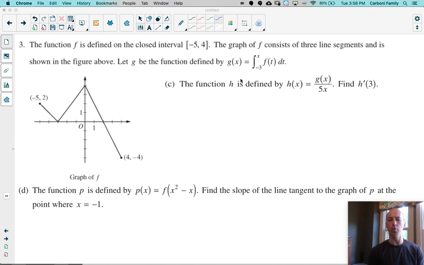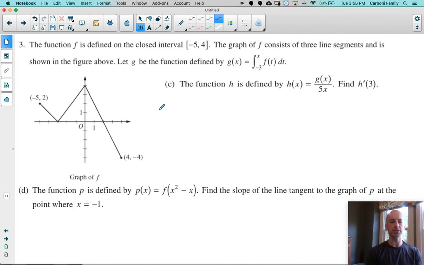All right, so we are given a function h, and they ask for h prime of 3. Because this is non-calculator, we must write down what h prime of x is first. And even if this was a calculator question, you would have to write down the derivative anyway, because this unknown g equation prevents you from plugging it straight into the calculator. So quotient rule, low d high minus high d low over low, which is 5x squared.